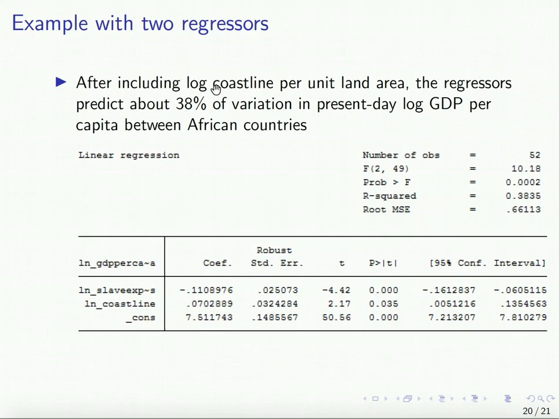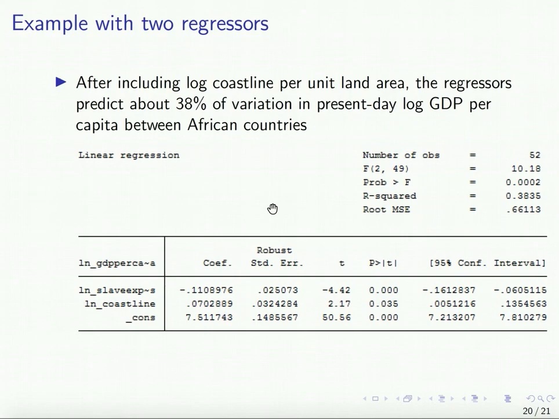Okay, so in this new model, you're actually predicting 38% of the variation in present-day GDP across African countries. So by adding a single variable, you're now predicting GDP much better. And again, what do we mean by this 38% of variation? Well, there's some variation in GDP across African countries that you observe today.